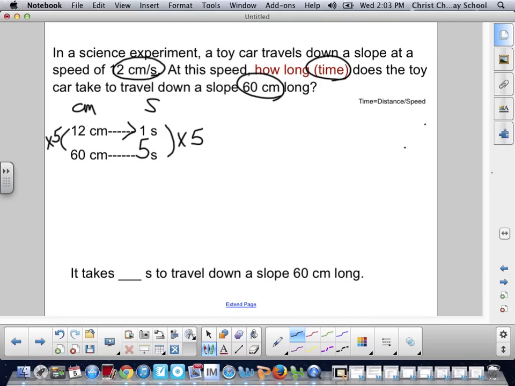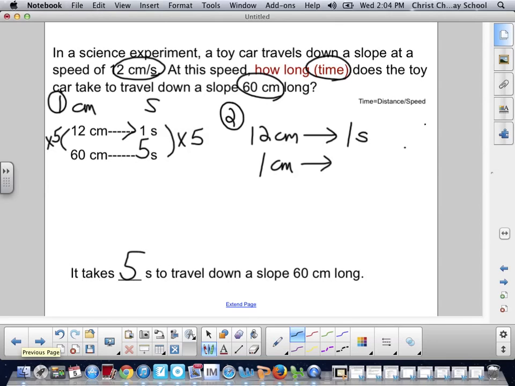Okay, well, there's actually another way that we can do this. We'll just put 5 there now. This is one method that you could have used to figure this problem out. Let's take a look at another method. If you didn't know that 12 was a factor of 60, you could have figured out what 1 centimeter was. So here's another way. Again, from the word problem, we know that 12 centimeters is 1 second. Now we're going to try to figure out what 1 centimeter is.